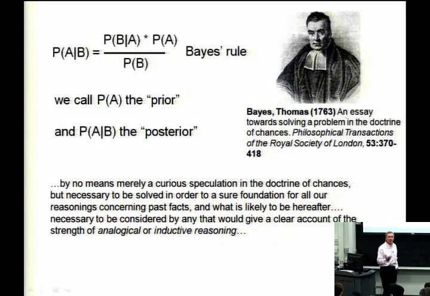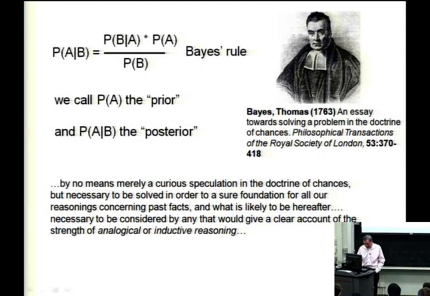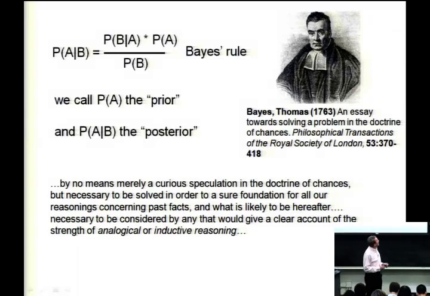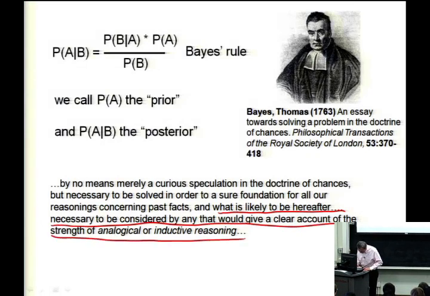So big that we've put his picture on the slide. The Reverend Bayes, 1763, bless his soul, he's a reverend. And I like this quote, because he kind of nailed it. He said, what is likely to be hereafter necessary to be considered by any that would give a clear account of the strength of analogical or inductive reasoning. He was right. He really got it. Okay, so that's Bayes' rule.